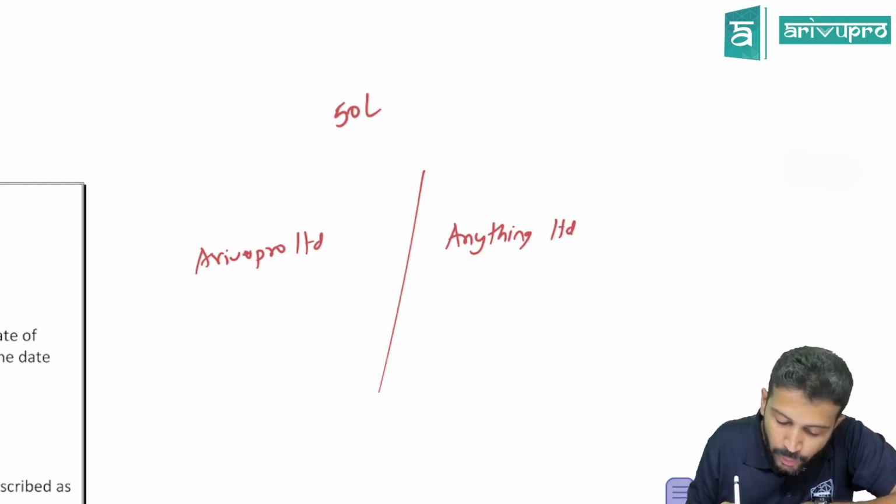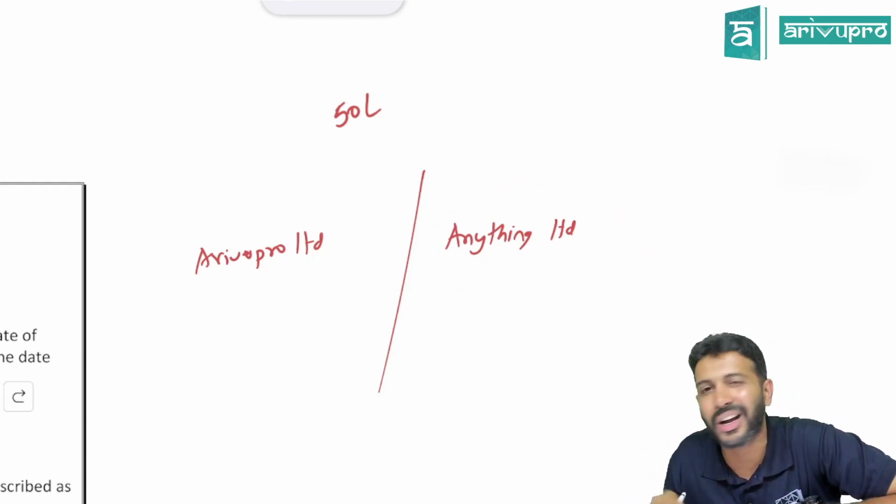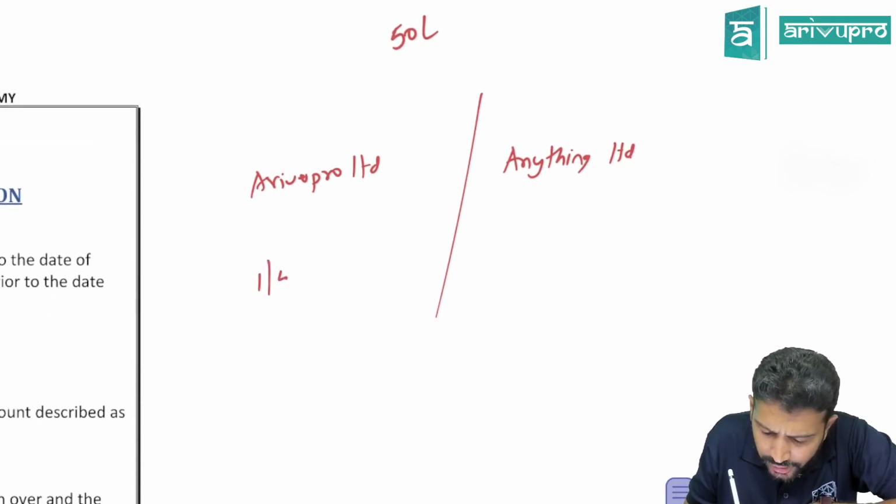Let's say he bought our academy and he wants to run the same business under a new name, that is Anything Limited. Let's say he bought our business on 1st April 2023.